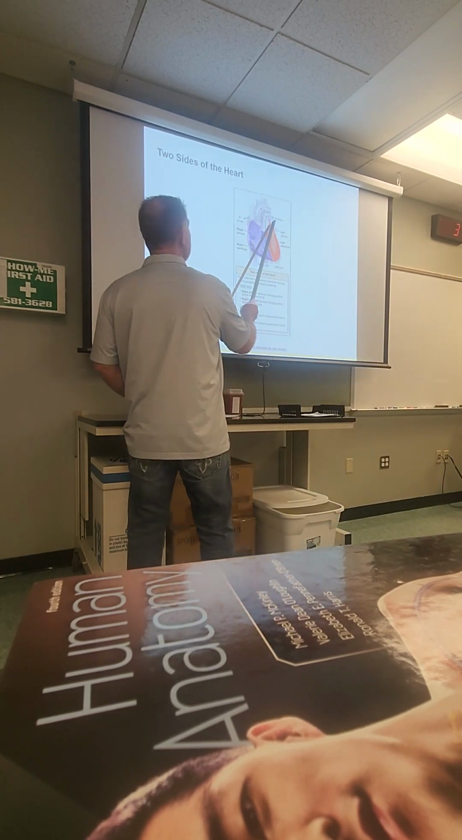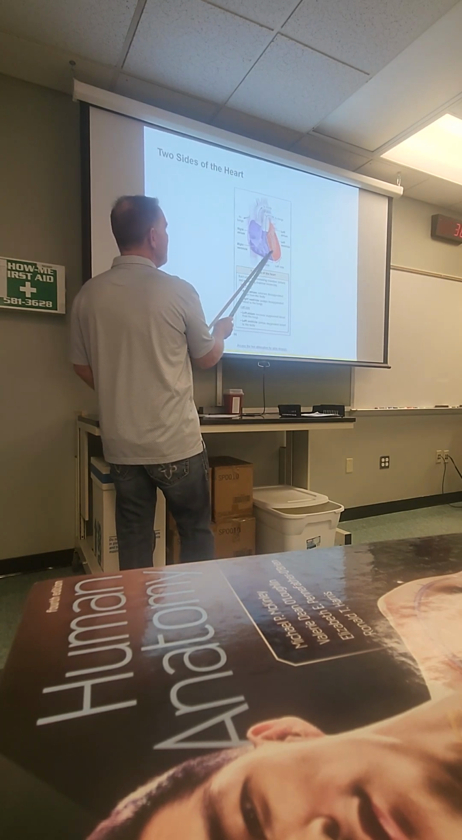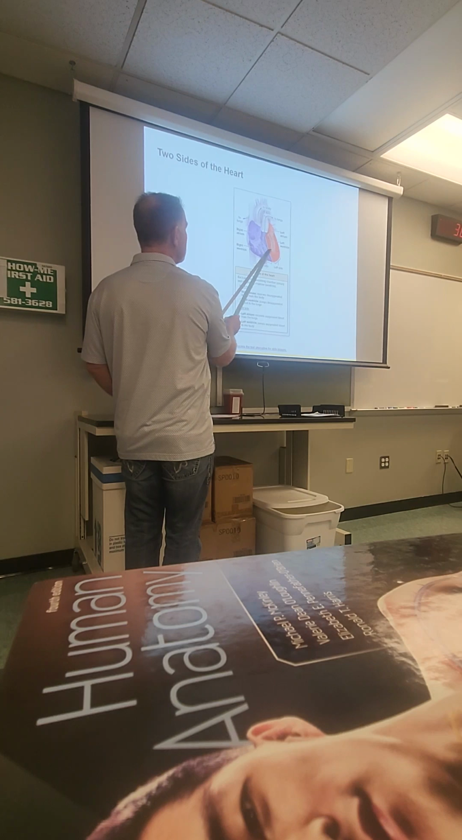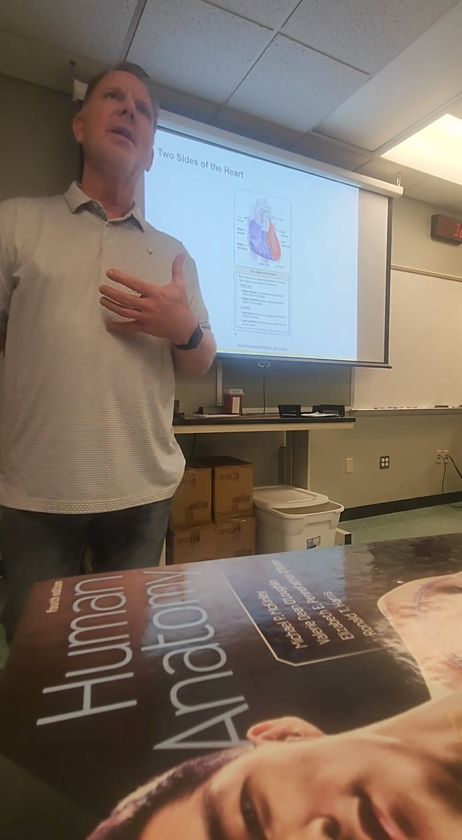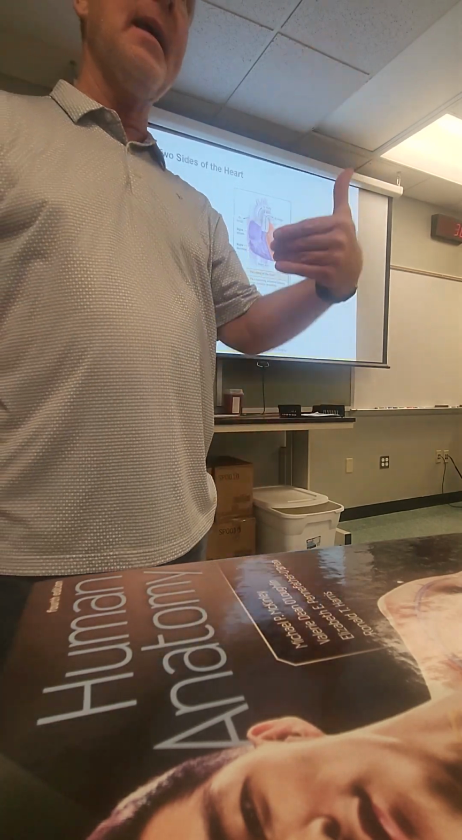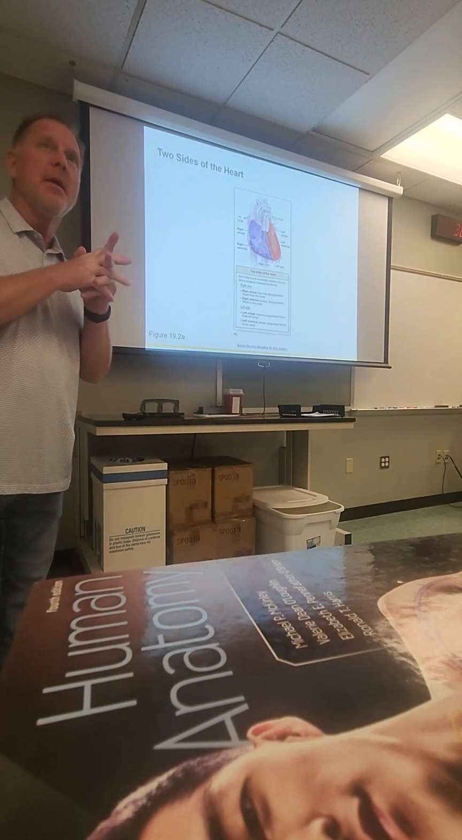So the atriums are going to be the superior structures. So you have a right atrium and you have a left atrium. The ventricles will be the inferior structures. You have a left ventricle and a right ventricle. These are as they sit in your anatomy. So right is here, left is here. Take a moment. Let's see if you can find your right atrium in your model.